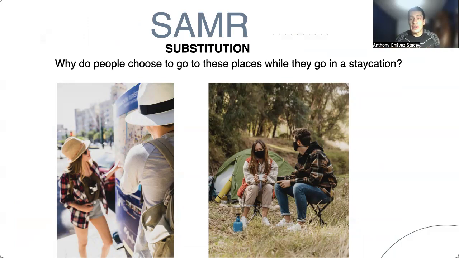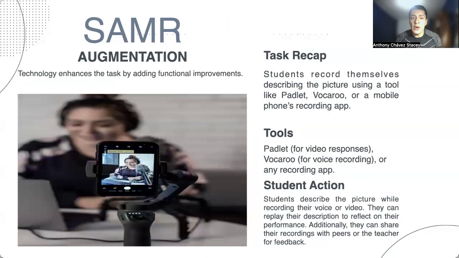Once we know how this first activity will be handled, let's continue now with the augmentation. Let's keep in mind that we are just talking about the description of a picture according to the PET exam. Now, in augmentation, technology enhances the task by adding functional improvements. What are going to be these improvements? Let's divide this into 3 parts.